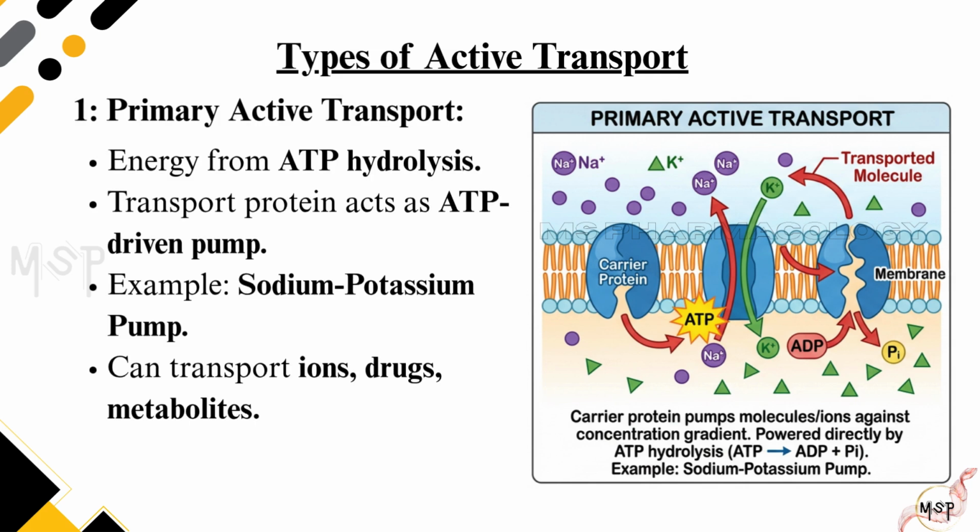Now, active transport isn't one size fits all. It comes in two main forms. Form 1. Primary active transport. In primary active transport, energy comes directly from ATP hydrolysis. The cell breaks down ATP to power the pump. The transport protein acts as an ATP-driven pump. A classic example is the sodium-potassium pump, which maintains ionic balance in cells. Although this pump mainly transports ions, similar ATP-driven pumps can transport drugs and metabolites.